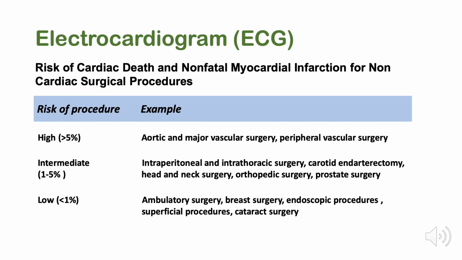We classify the procedure according to risk. Low-risk procedures are ambulatory surgeries like breast surgery, endoscopic procedures, superficial procedures, cataract surgery. High risk, which entails more than 5% risk of cardiac death and non-fatal myocardial infarction, are those that involve the aortic and major vascular surgery, peripheral vascular surgery as well. The intermediate, which entails 1 to 5% risk, are intraperitoneal and intrathoracic surgery, carotid endarterectomy, head and neck surgery, orthopedic surgery, and prostate surgery.